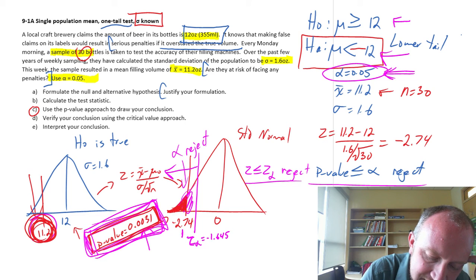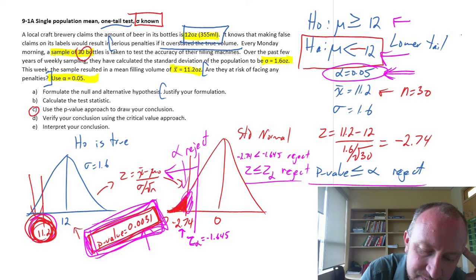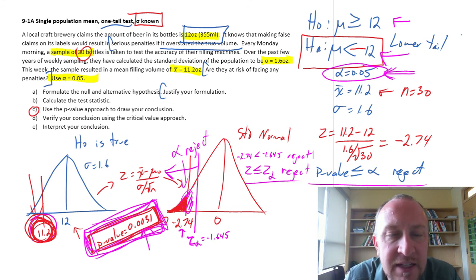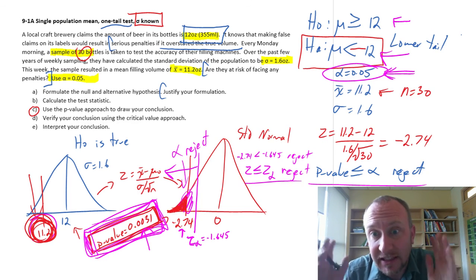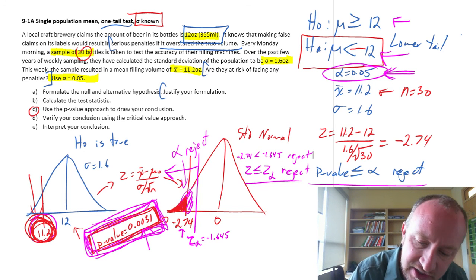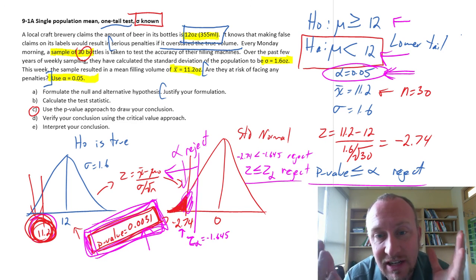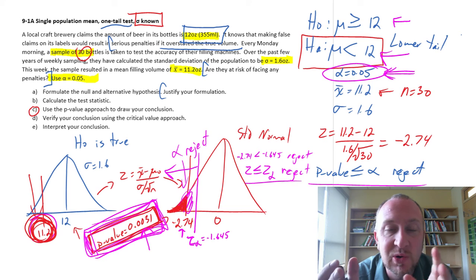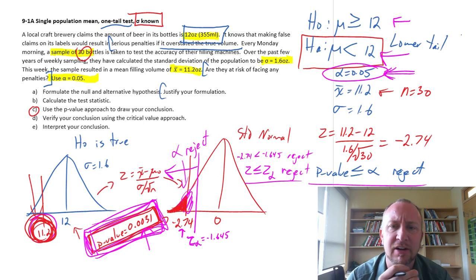If I come back here, I can see my z statistic, negative 2.74. Negative 2.74 is definitely less than negative 1.645. So we get the same conclusion, and we reject. Interpreting our conclusion, both of these methods always have to give us the same conclusion. I've rejected. I have sufficient evidence to support the alternative hypothesis that yes, we are at risk of facing penalties. Our evidence shows that we are underfilling our beer bottles. That's going to upset a lot of people, getting beer bottles that aren't filled properly.